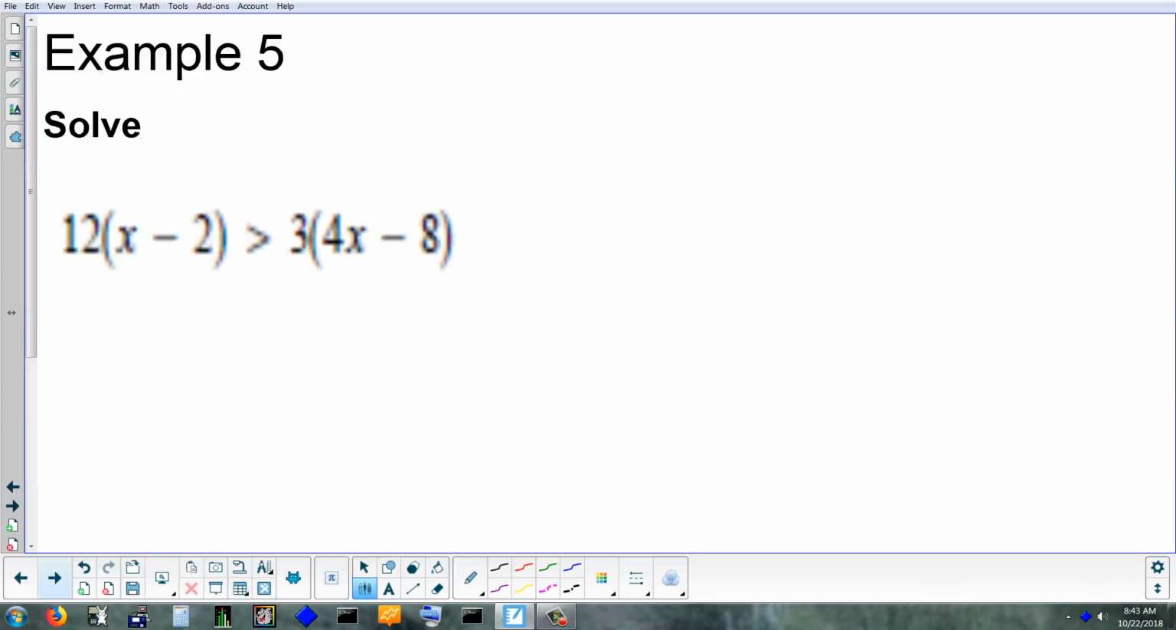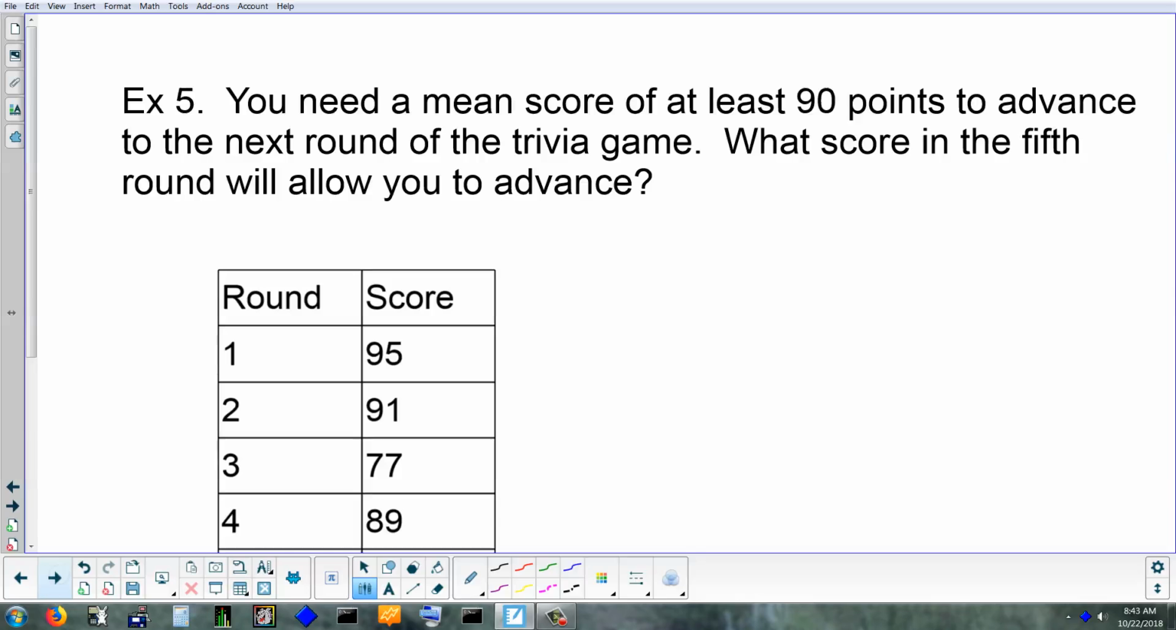We had 2 examples here. We'll skip this one. Shall we do this one? Word problem. All right, let's look at the word problem. I think it's example 6 on your notes, right?